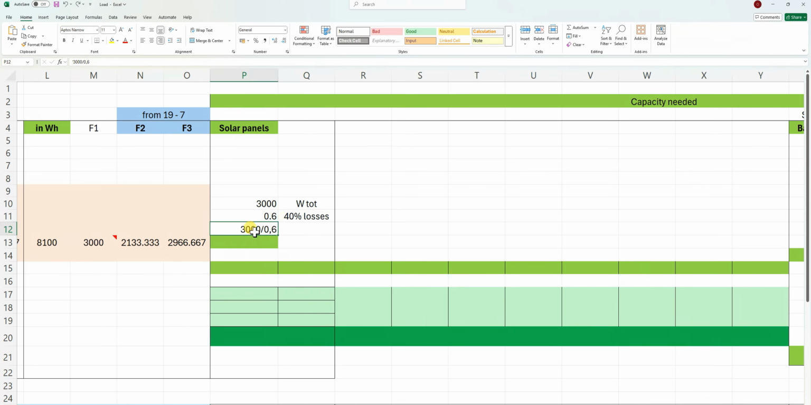And then calculating this value, I will get 5000. 5000 is the overall solar panels that I will be needing, which will give me 3000 of power that will run my appliances.